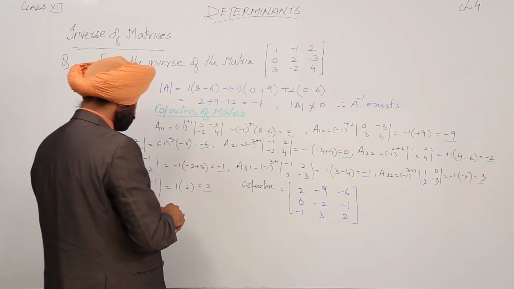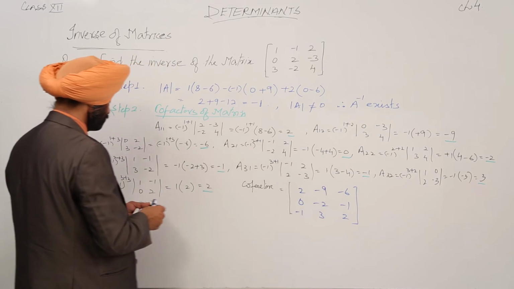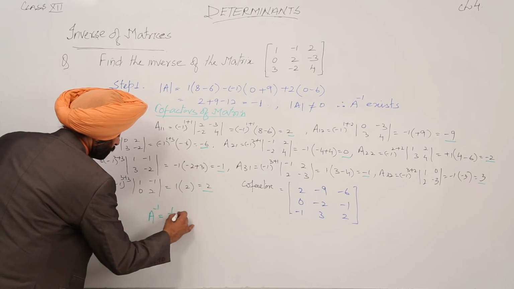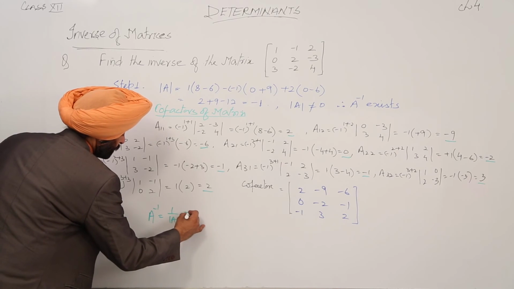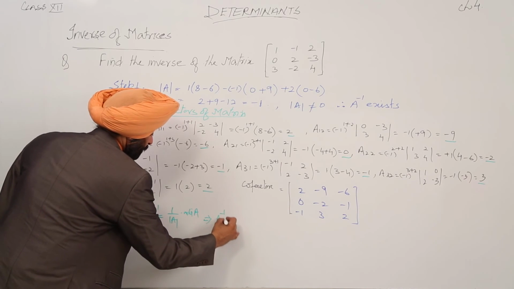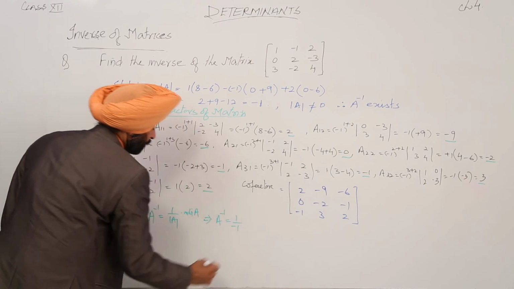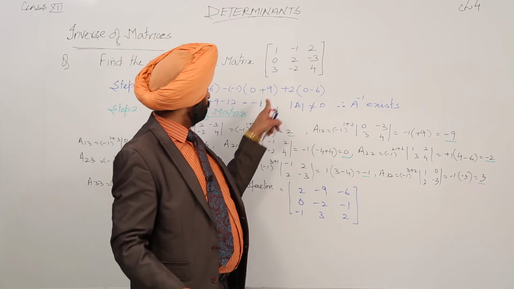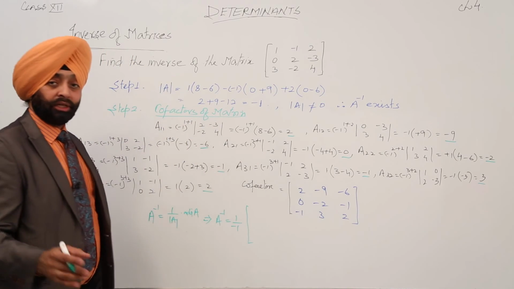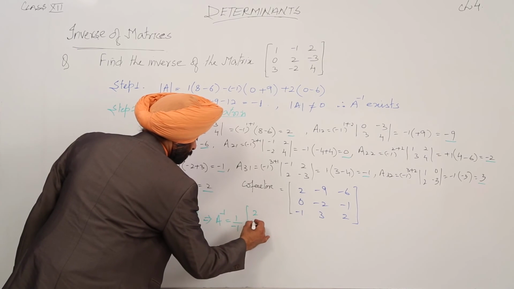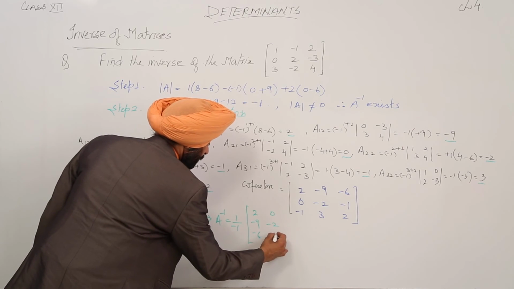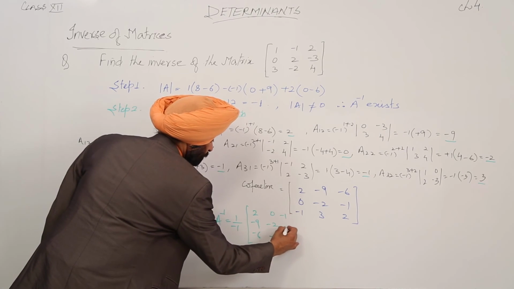Now what is inverse? A inverse is equal to 1 upon determinant of A with adjoint A. Now this is equal to A inverse is equal to 1 upon negative of 1. A determinant is negative of 1. Negative of 1 with cofactors in the transpose form. Okay. 2 minus 9 minus 6, 0 minus 2 minus 1, and minus 1 3 and 2.